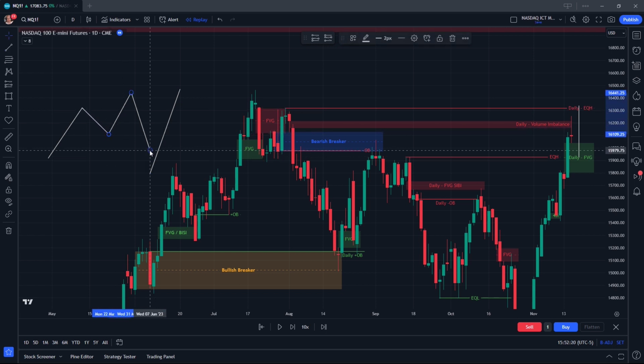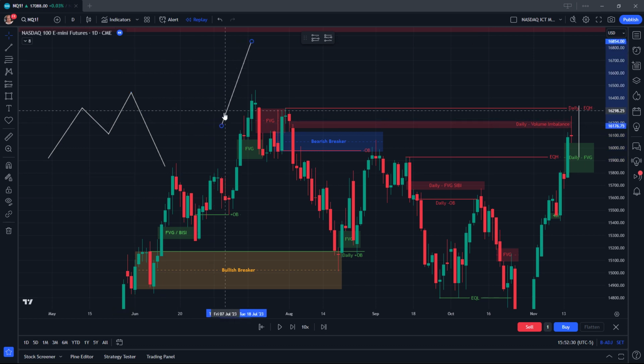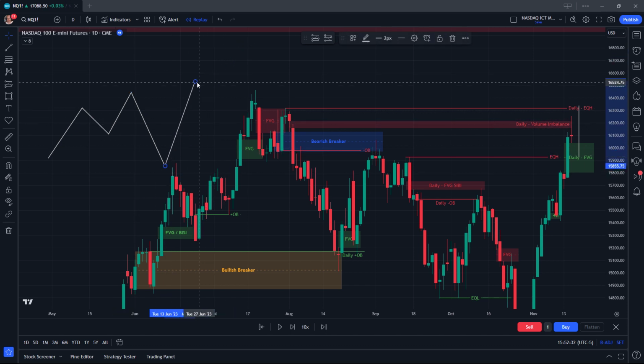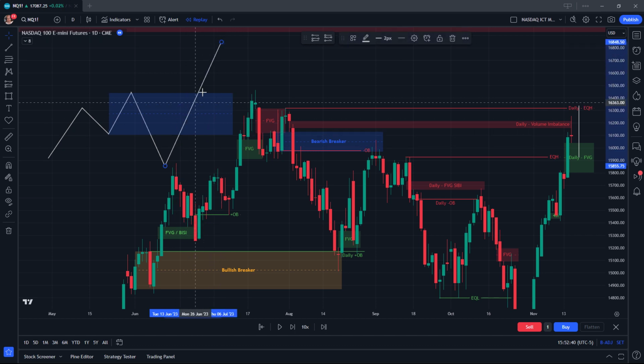Okay, so I see price doing its thing, and then all of a sudden we get a lower low, which creates that market structure shift. What I used to think was that the breaker was this, and then we'd enter a buy position once price went into the breaker and then went through it.